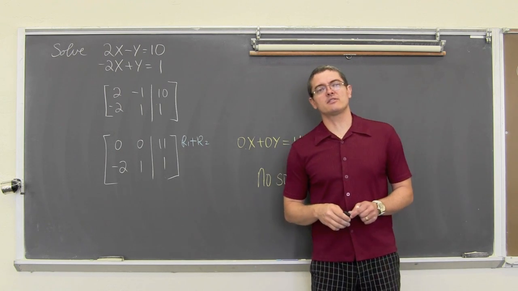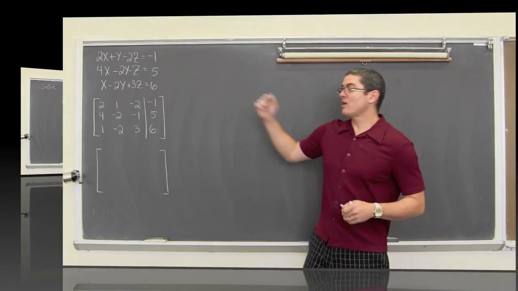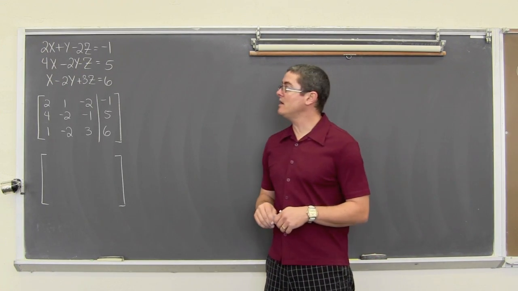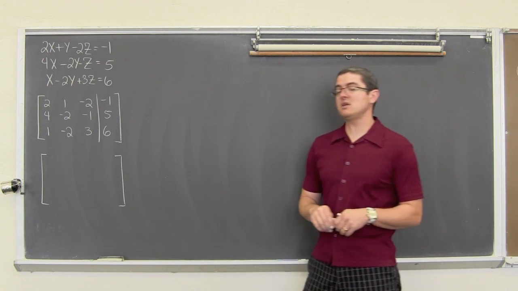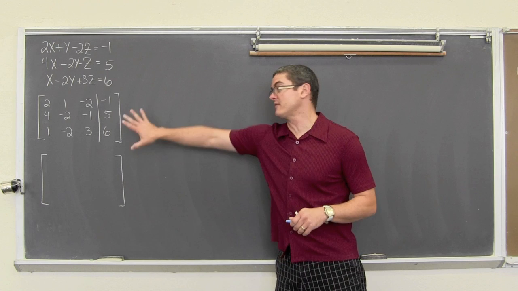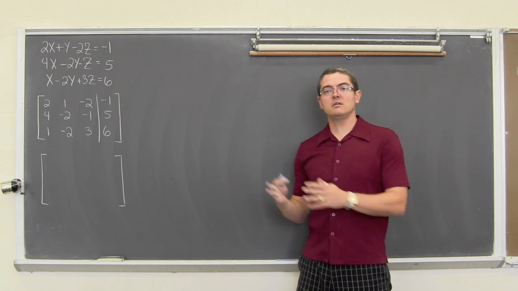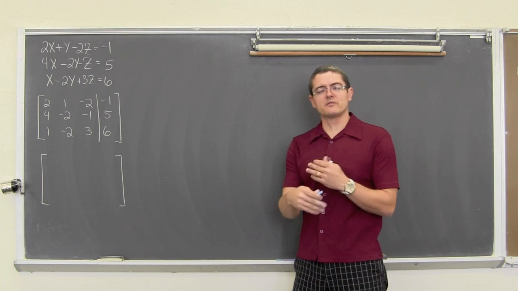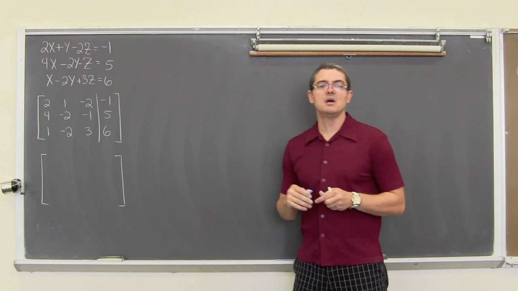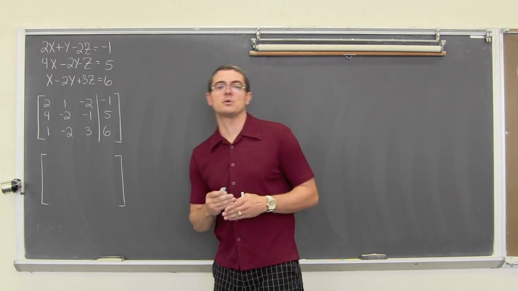Next example is going to have 3 equations and 3 unknowns. For our third example, we have 2x plus y minus 2z equals negative 1, 4x minus 2y minus z equals 5, and x minus 2y plus 3z is equal to 6, and I've written it in augmented matrix form. The matrix format is sort of shorthand for writing the system out without having to write all the x's and y's, and in this case z's, but the Gaussian elimination method is still going to be long and tedious, so be meticulous with your work.